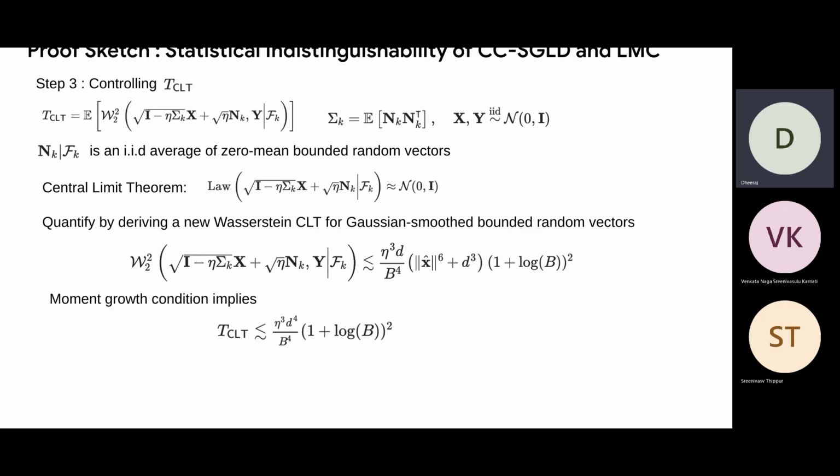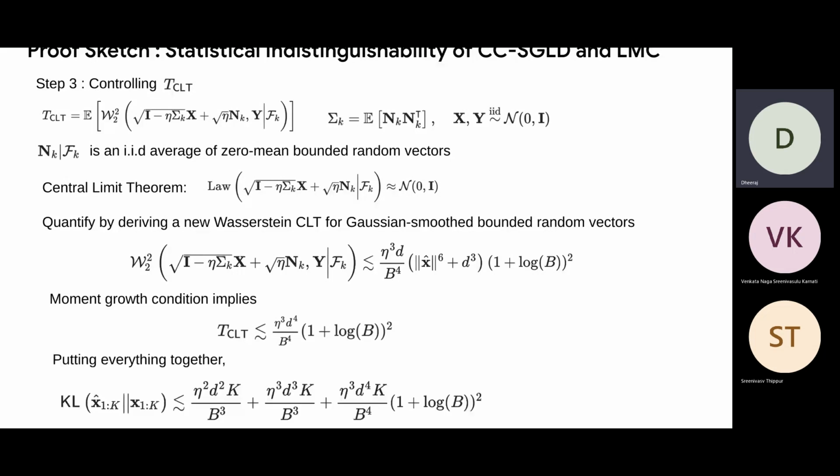And putting all of this together, we know that the KL divergence between using LMC versus using covariance corrected SGLD is of the order eta square d square k over b cube, and this completes the proof. And here we are actually using a Bayesian type CLT to prove an entropic CLT.